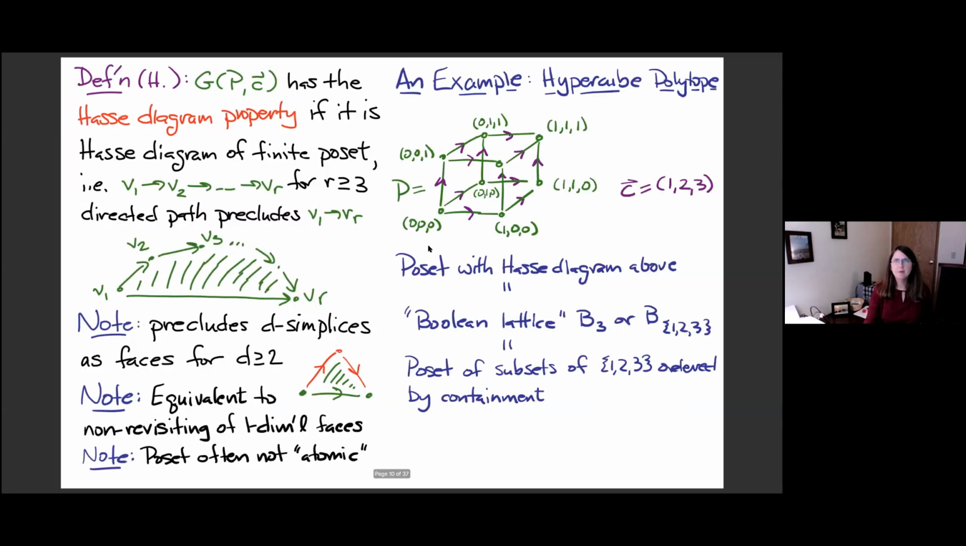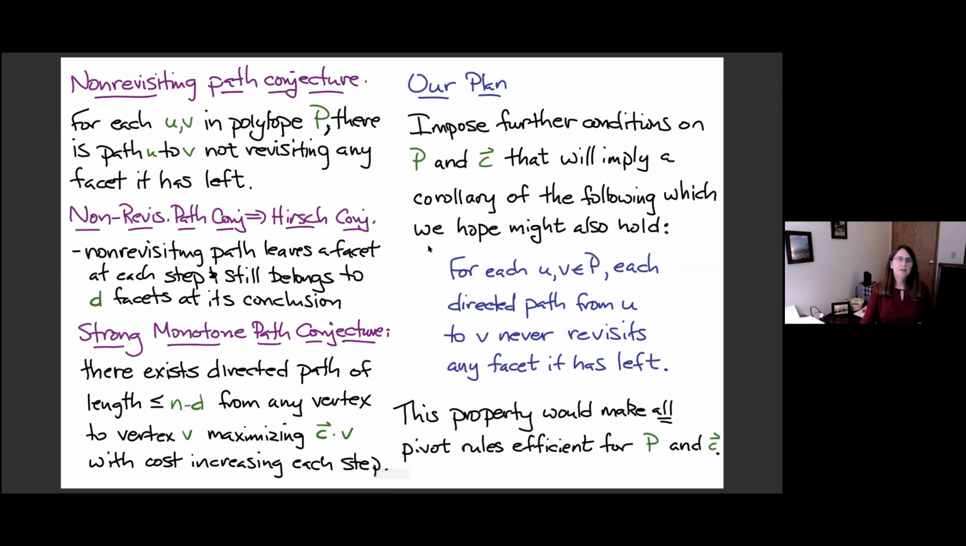Like in this example, you can. In this cube, you can do it no problem. Like to get from 0, 0, 0 to 1, 1, 1, once you leave the bottom facet, you don't have to come back to it, right? But in fact, the non-revisiting path conjecture implies the Hersh conjecture. And so once we knew the Hersh conjecture was false, it meant the non-revisiting path conjecture also had to be false. And there's a really simple argument of this implication.